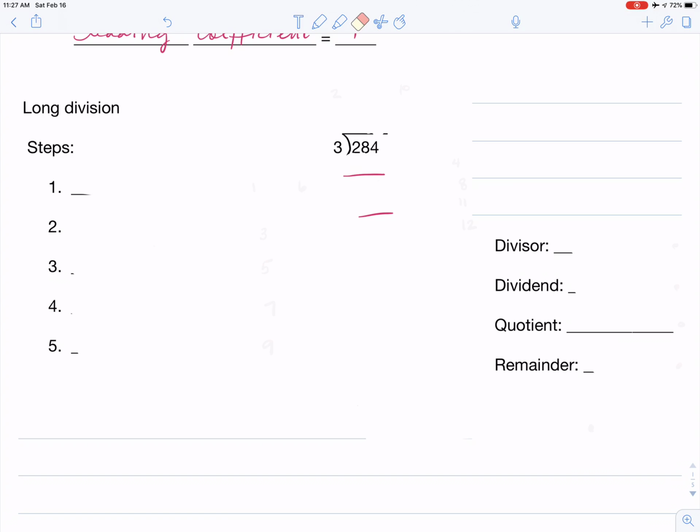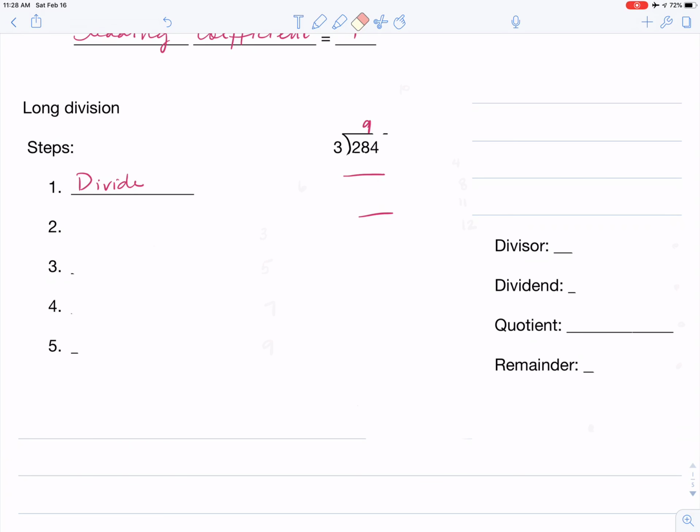So let's revisit third grade for just a moment and remind ourselves of what long division looks like. We know how to do this, but let's put some steps along with it. We're going to divide 284 by 3. The first thing we want to do is simply divide. How many times does 3 go into 28? And we know that's 9 times.